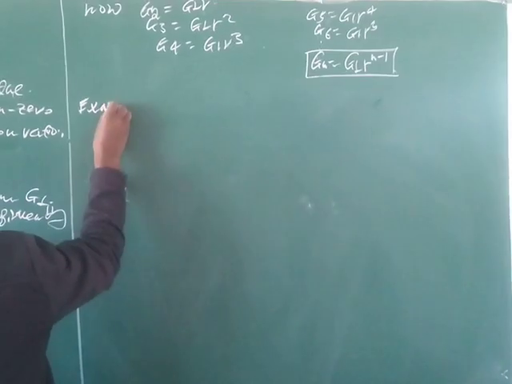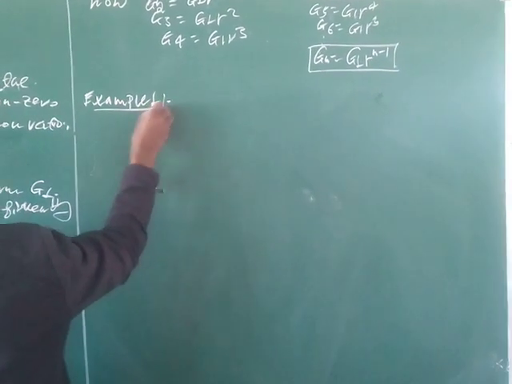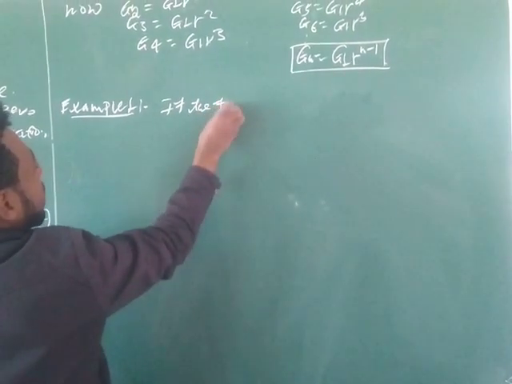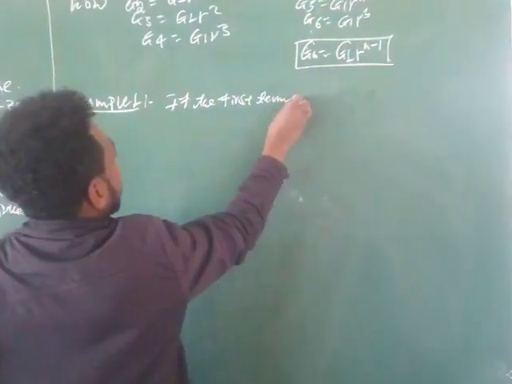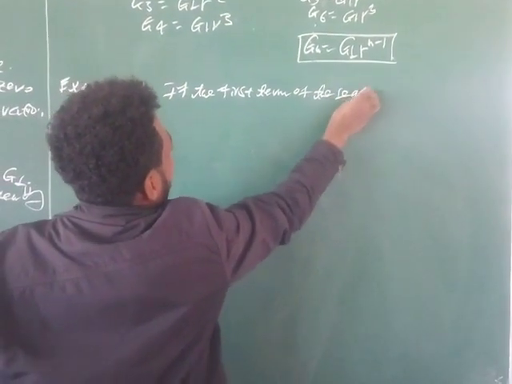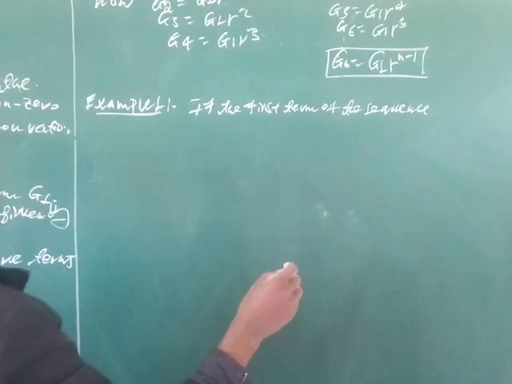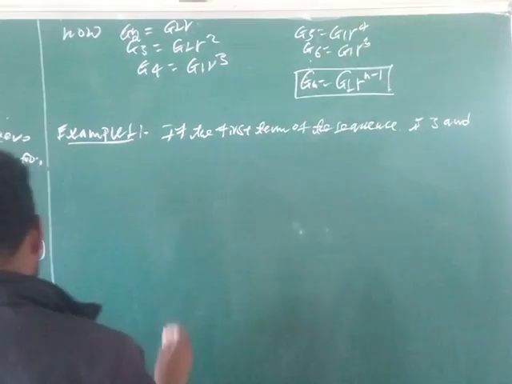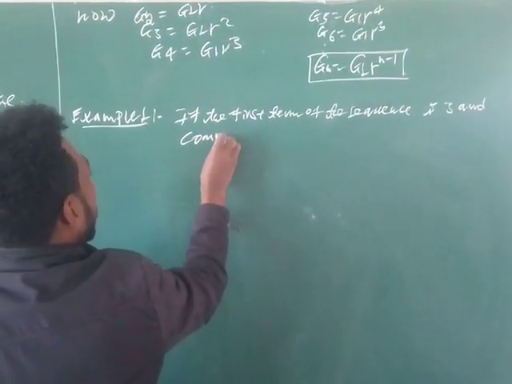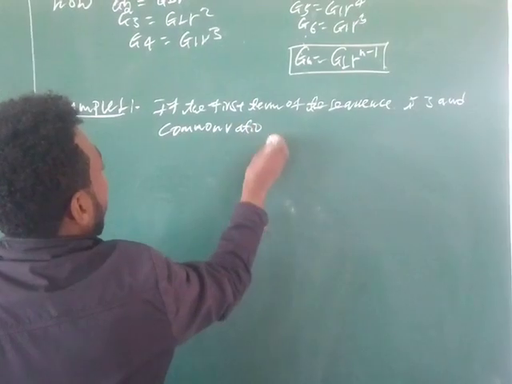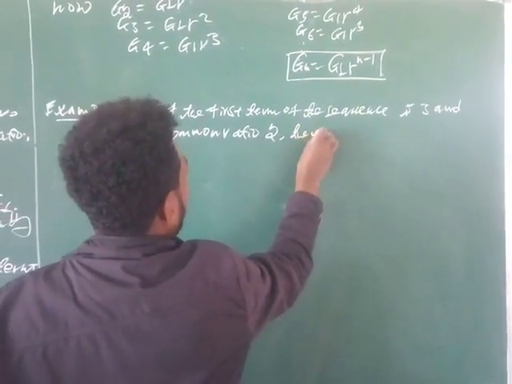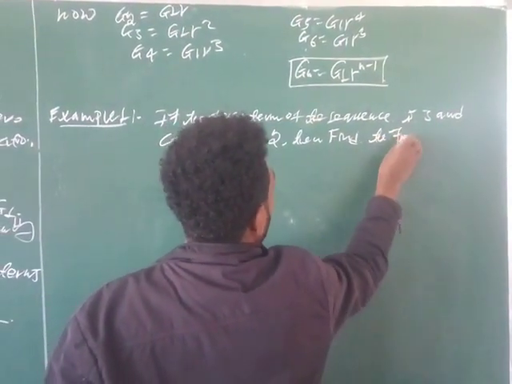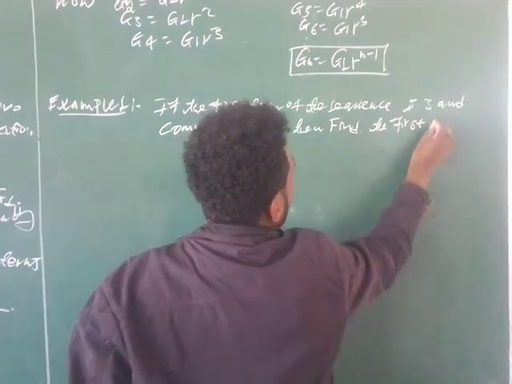Example 1. If the first term of the sequence is three and the common ratio is 2, then find the first 5 terms.